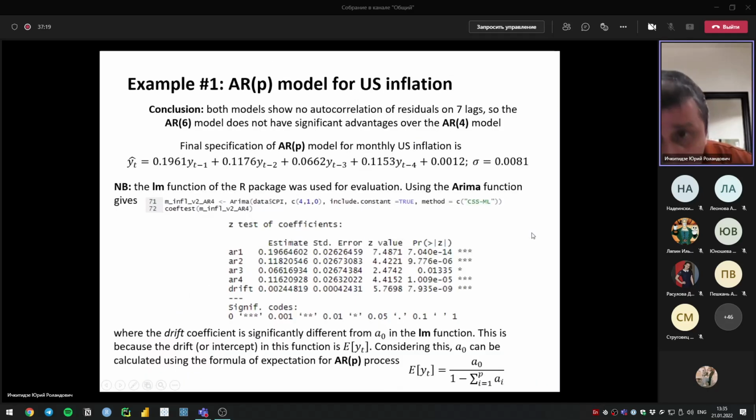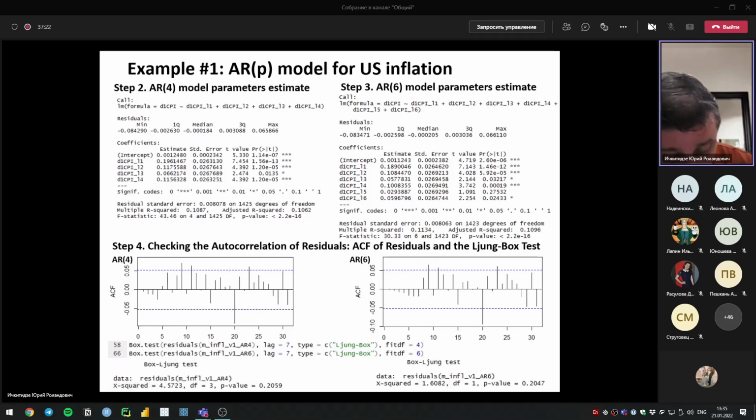But still, in autoregressive models, this is not the main criterion for making a decision. That is based on R-squared adjusted. One cannot say that the IR6 model is better than the IR4 model. So we can see the improvement of R-squared adjusted from 0.1062 to 0.1096, but this is not an improvement of the time series model.